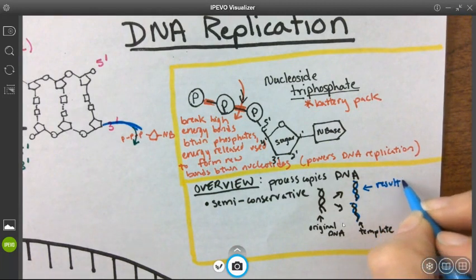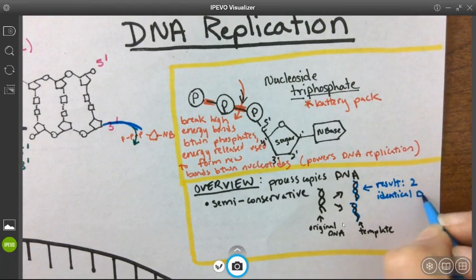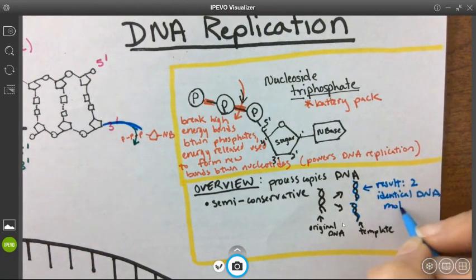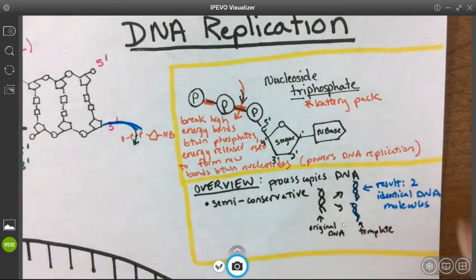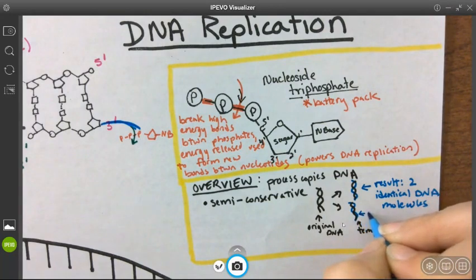The result should be 2 identical DNA molecules. So if your cells are undergoing the process of mitosis, each new cell will have identical DNA in it. Okay, the blue here is the new DNA.